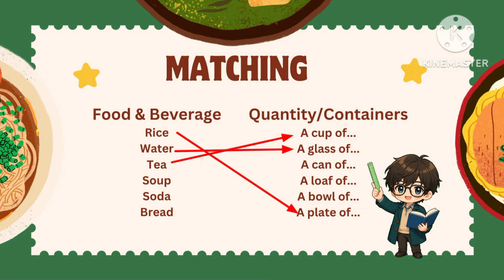Next, we have soup. Since soup is liquid food, it is usually served in a bowl, so we say a bowl of soup. The fifth one is soda. Soda is commonly sold in a can, so we say a can of soda. And finally, we have bread. When we talk about one whole piece of bread, we say a loaf of bread. Great! That's how we match food and drinks with the correct quantities.